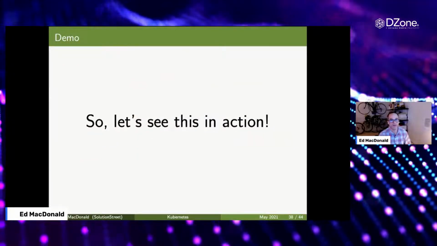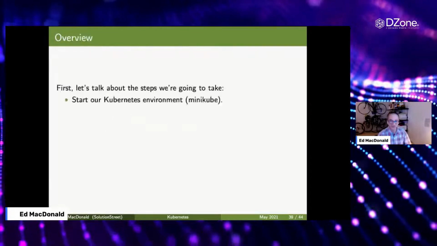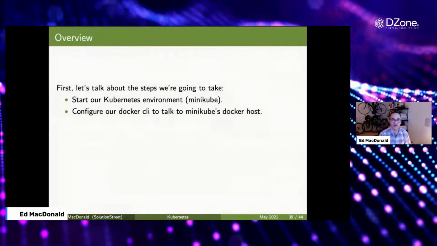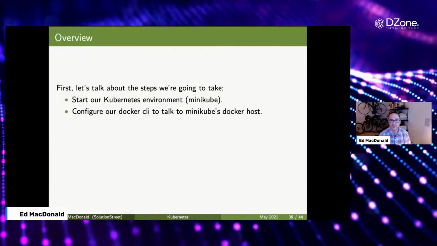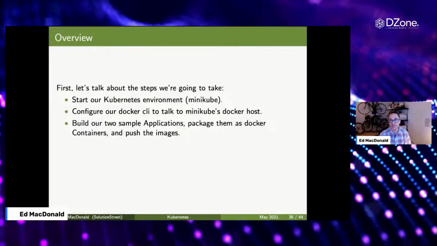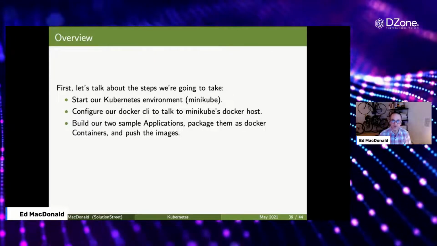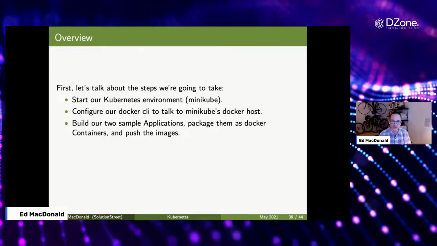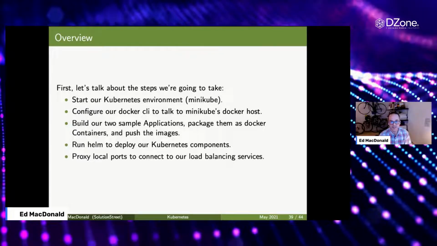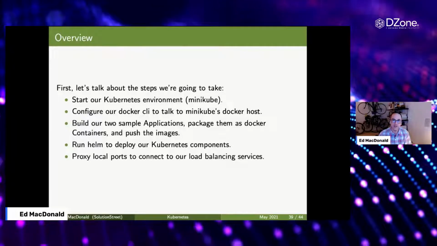So now it's time for a demo. Briefly, I want to talk about what I'm going to do in the demo, because I've already taken some of these steps in the interest of time. I use Minikube to start a Kubernetes environment. I've already configured Docker to talk to Minikube's Docker host. I've already built our 2 sample applications, packaged them as Docker containers, and pushed the images. All of the scripts I've used to do all of this are all in the Git repo, so you can study them to your heart's content. I've already run Helm to deploy our Kubernetes components, and I've already proxied local ports to our load balancing services. So essentially the app is up and running in Minikube on my machine.